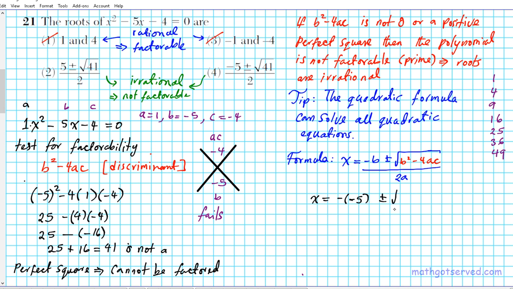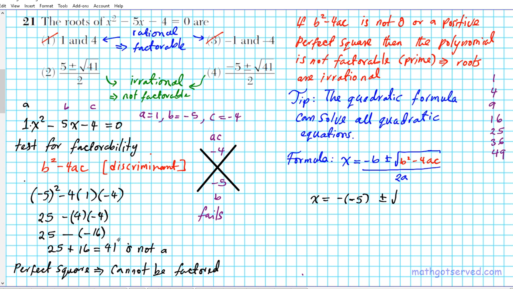Okay, wait a minute, hold on. B squared minus 4ac, this radical component of the quadratic formula, have you seen it earlier? Yes. It's the discriminant, exactly the same as this right here, what we use to determine the nature of the roots. We already used b squared minus 4ac. We already know what it is. B squared minus 4ac is 41.